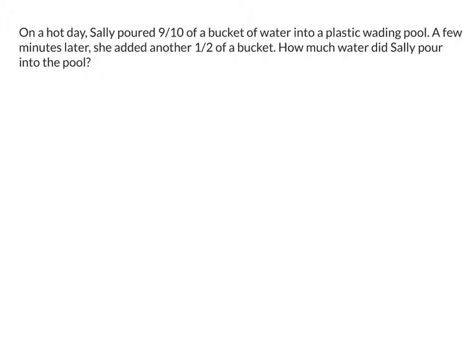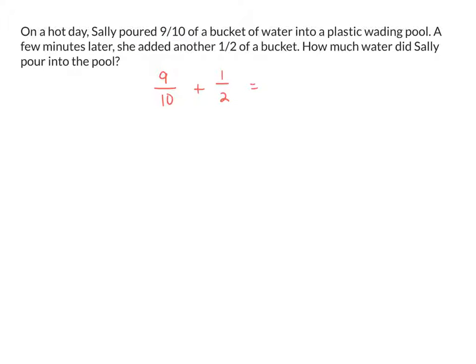First, I need to understand the question. I know that 9/10 and 1/2 are important numbers. I also see a key word, added. This tells me that I need to add my two fractions in order to find the total amount of water that Sally poured into the wading pool. I know that when I add fractions, I need a common denominator. I don't have that yet.